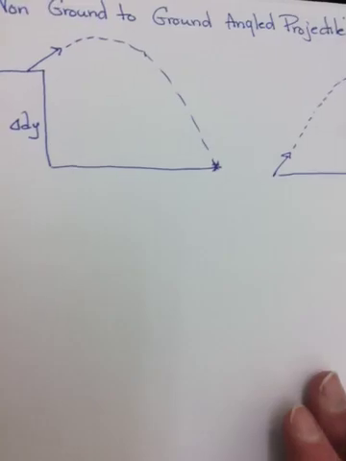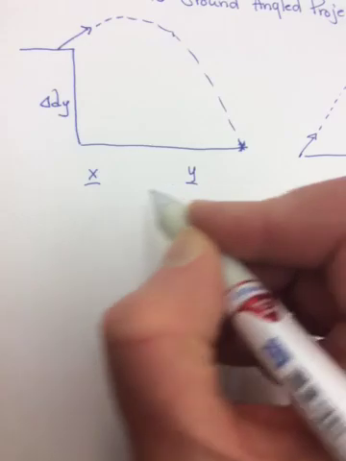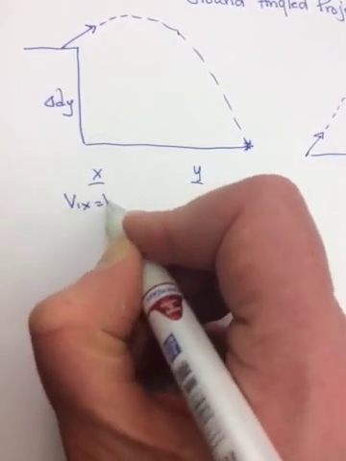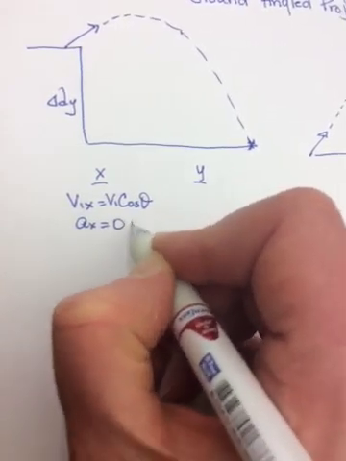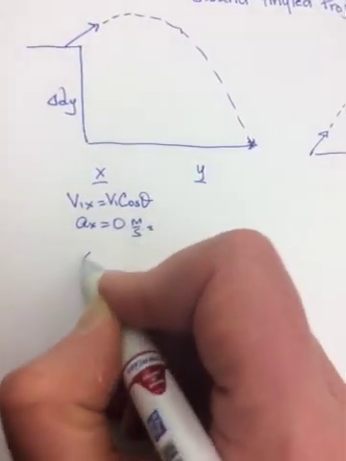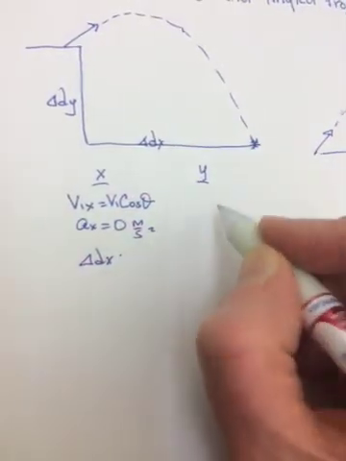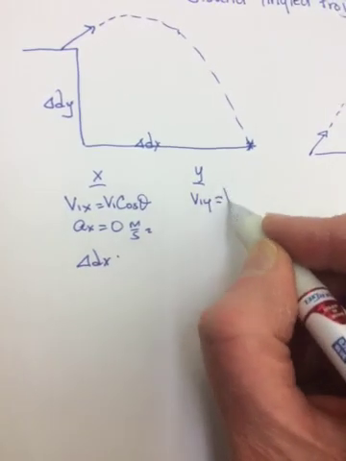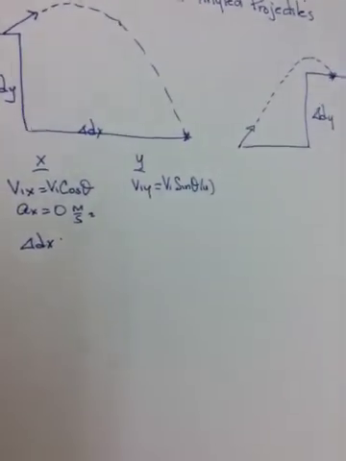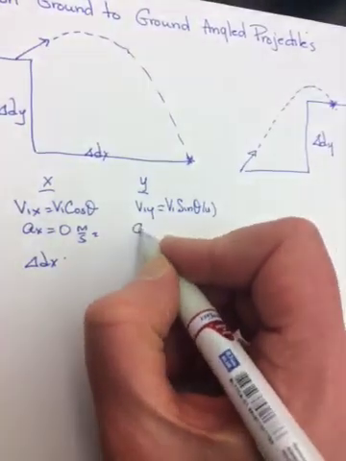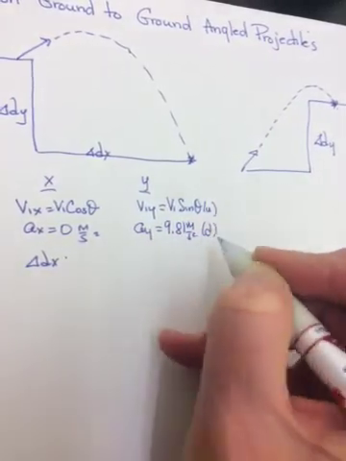Okay? So we're still going to divide them into the x and the y. So vix is still vi cos theta. Ax will still be 0. Delta dx will still be the range. Okay, so that won't change. In the y, viy will still be vi sine theta, going up. In both cases, it's going up. Ay will be 9.81 meters per second squared, and it's still down.